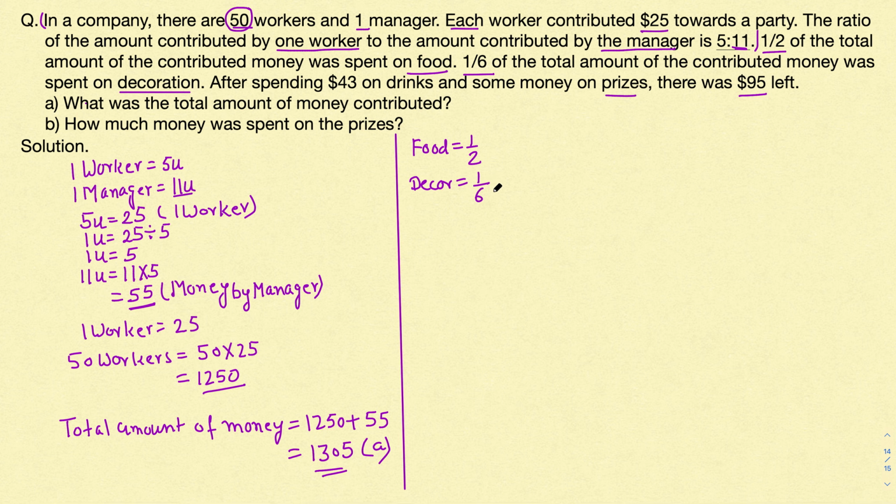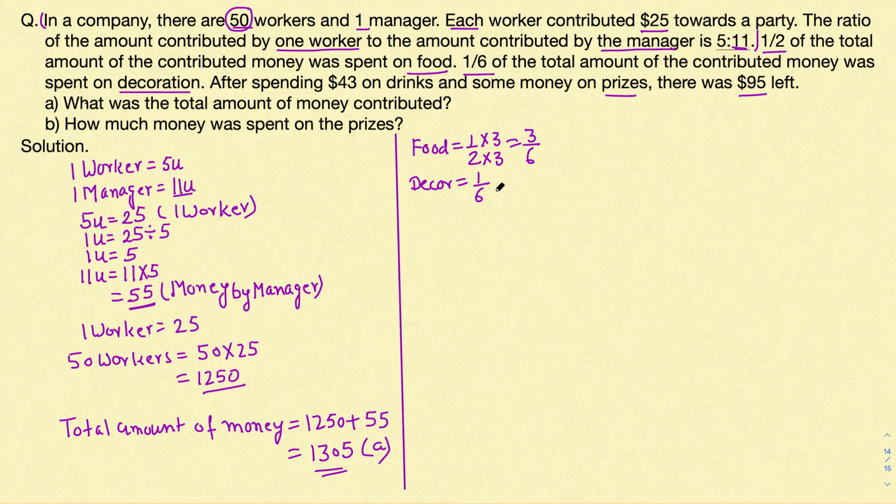Now how about we make the denominators the same so that we can compare what amount of money is spent on food compared to the decoration. See here it's 6, so let's make the denominator here 6 as well. How can we do that? Multiply numerator and denominator by 3. So you will get 3/6. From here, if the total amount of money is divided into 6 equal parts, 3 parts of it, half of it, is spent on food, and 1/6 of it is spent on decoration.